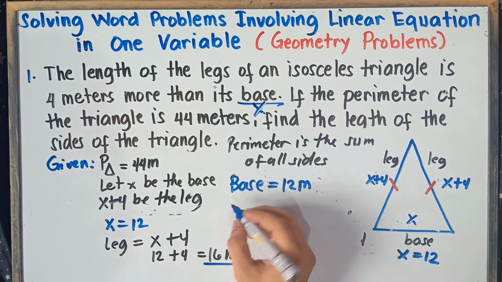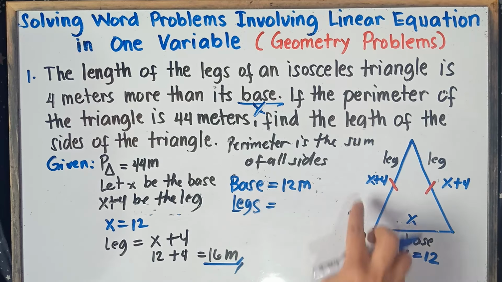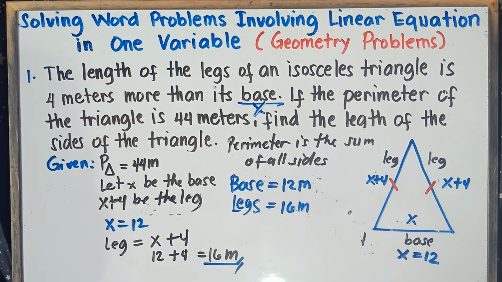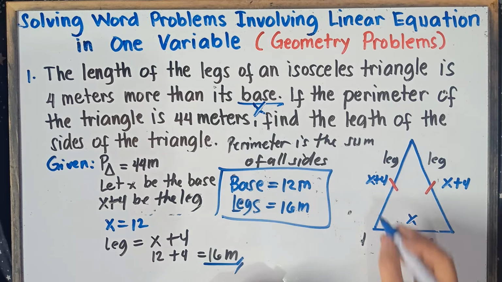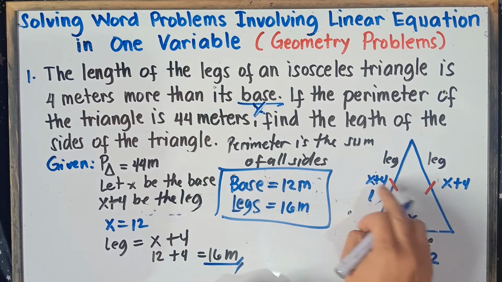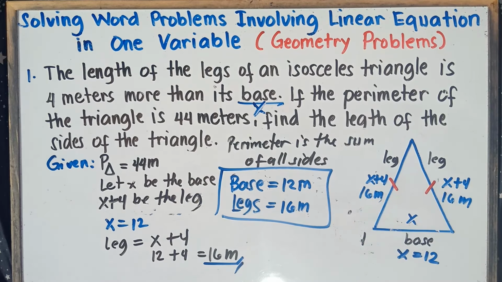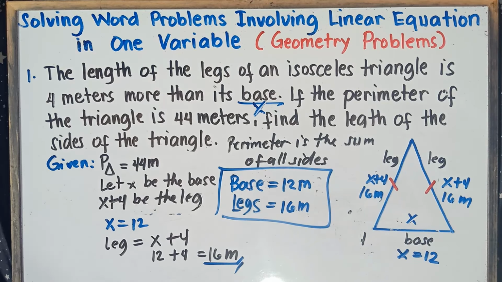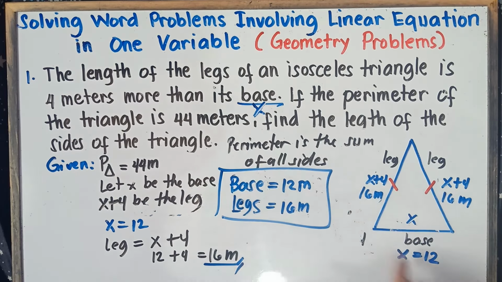So therefore, the legs, we do have 2 legs. So legs is equal to 16 meters. The base would be 12 meters, and the legs would be 16 meters. Do not forget units: 16 meters, and then 16 meters. If you add this up, 16, 16, and then 12, can we get 44, class? 16 plus 16, that's correct, that would be 32, plus 12, that would be 44.